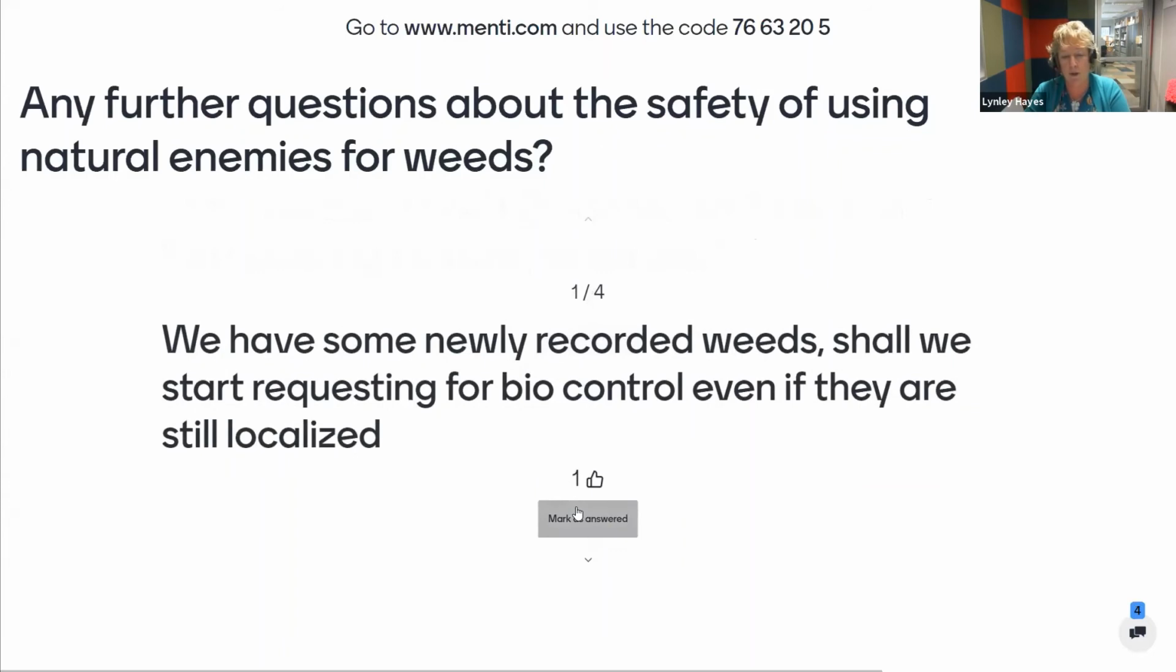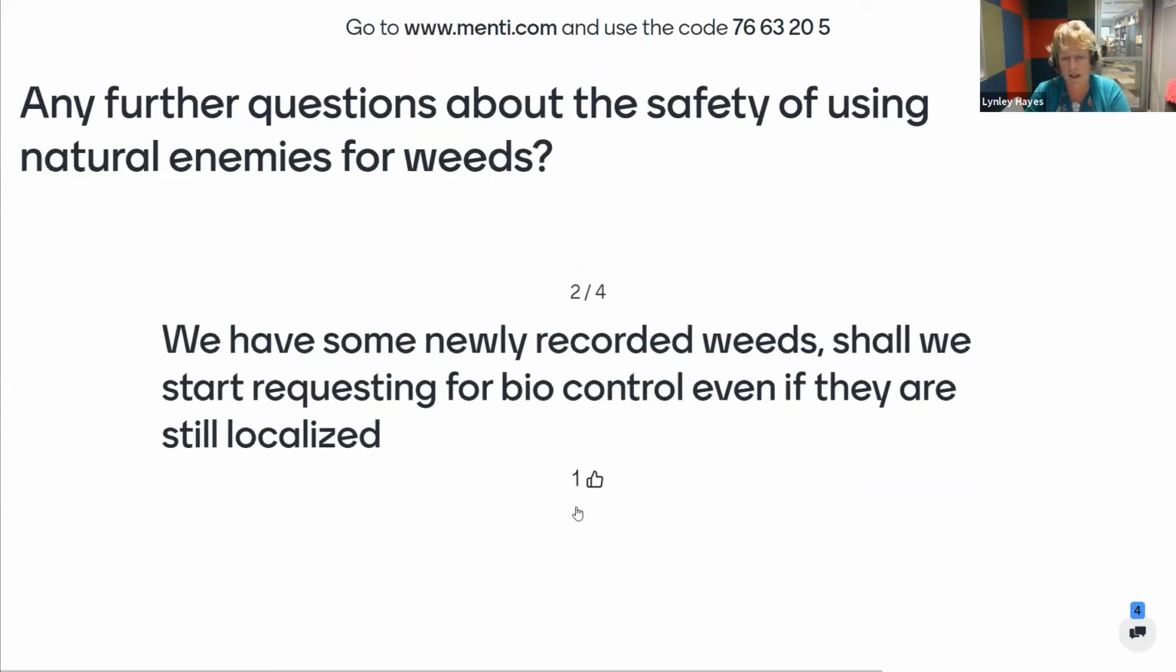We have some newly recorded weeds. Shall we start requesting biocontrol even if they're still localized? We talked in the first session, and if you weren't available for the first session, you might like to review it, that we have a hierarchy, I suppose. First of all, we try and keep any new weeds out of our country. We've already got enough. We don't need any more. So it has to go into our biosecurity and our borders and not bringing new weeds in, or if it's only on one island and not the others, don't let it get spread to the other islands.